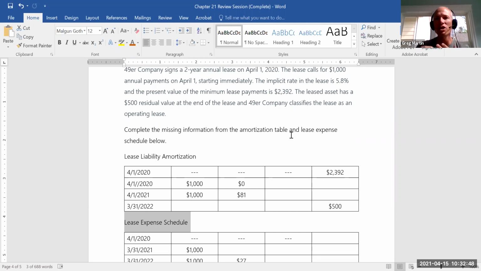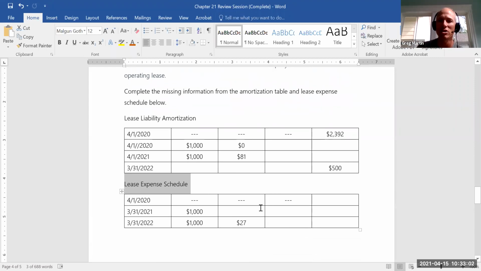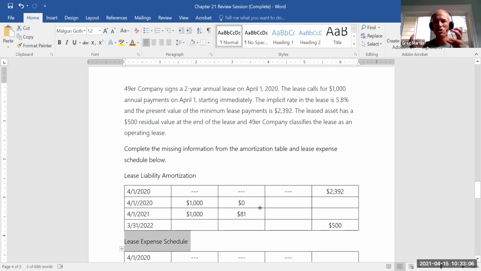The amortization of the lease liability is calculated the same way that we calculate it as if it were a finance lease. And so the first table, this lease liability table, is exactly the same. It's done the same way. The difference, though, is how we handle the lease expense schedule. That's where it gets more complicated. All right. So again, that's how these two things fit together. The lecture goes into a lot more detail on that, but that's kind of what's going on.